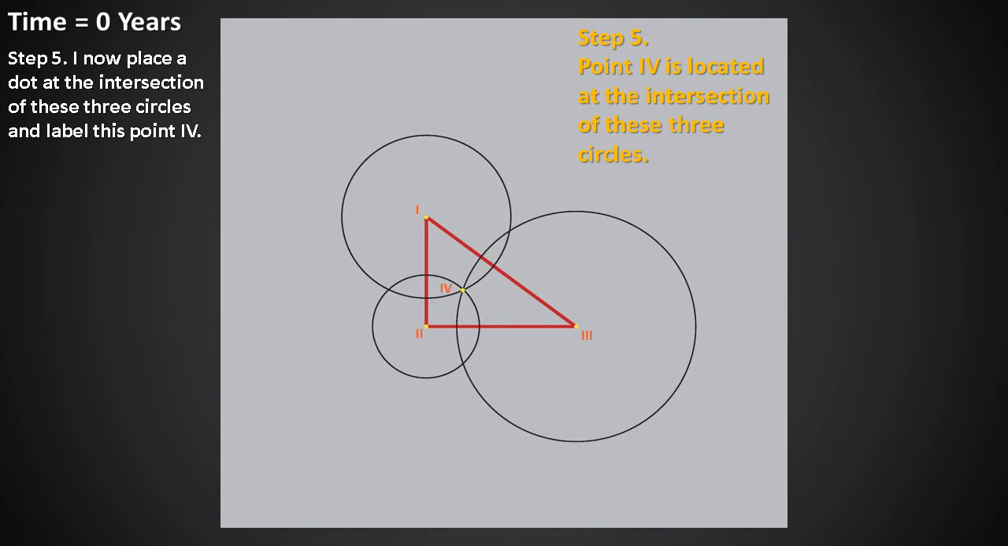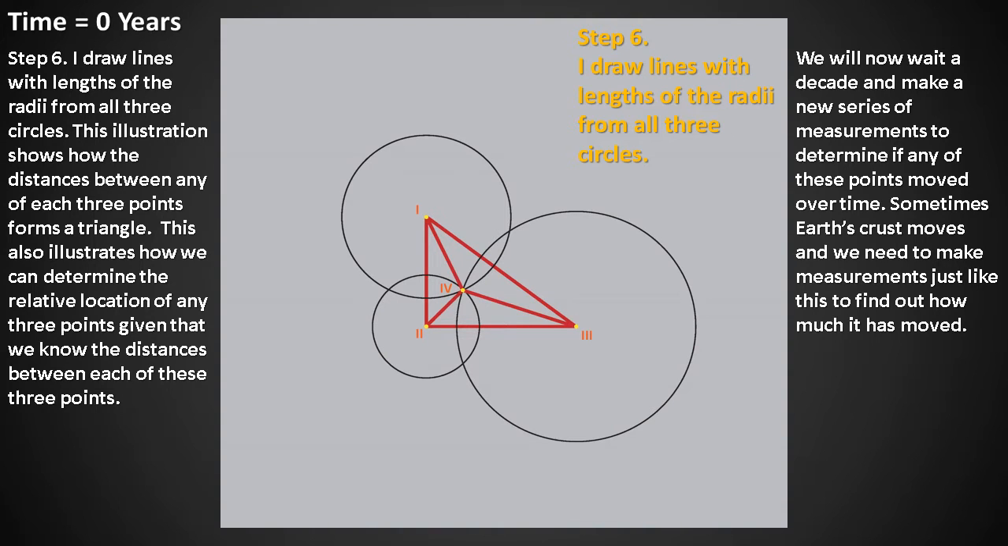Step 5. Now place a dot at the intersection of these three circles and label this point 4. Step 6. I draw lines with lengths of the radii from all three circles. This illustration shows how the distances between any of each 3 points forms a triangle. This also illustrates how we can determine relative location of any 3 points given that we know the distances between each of these 3 points.